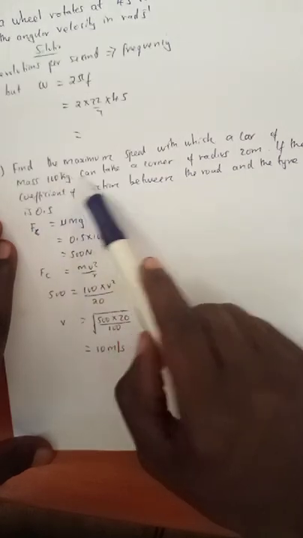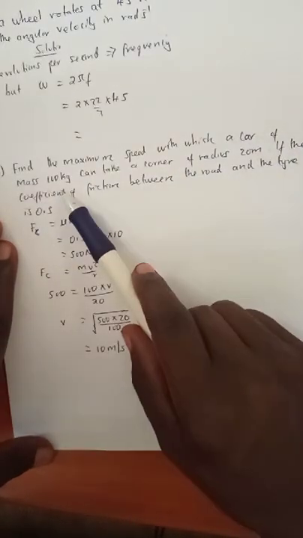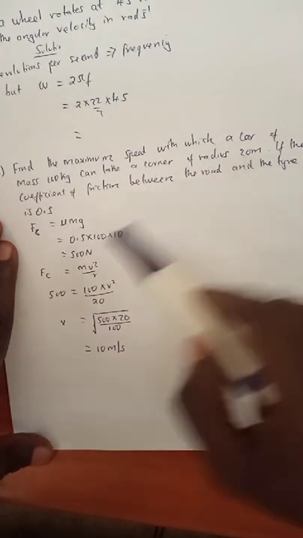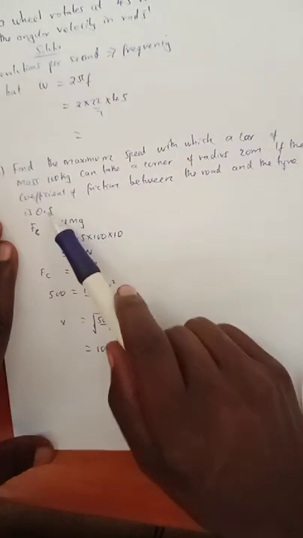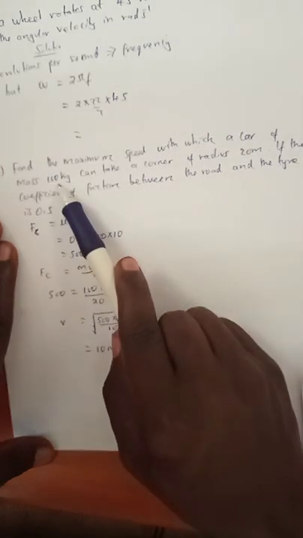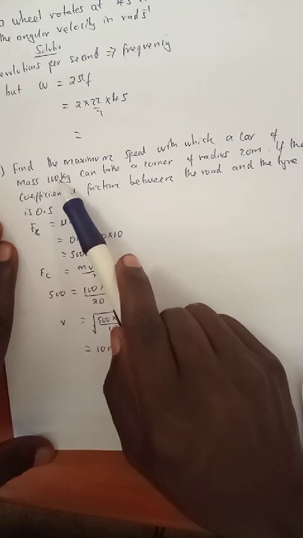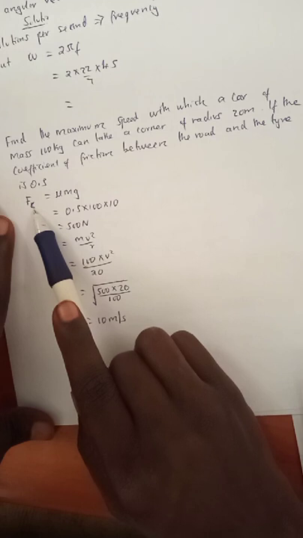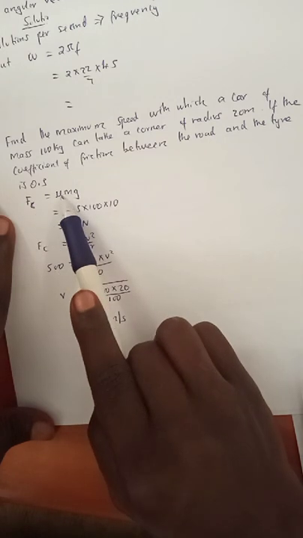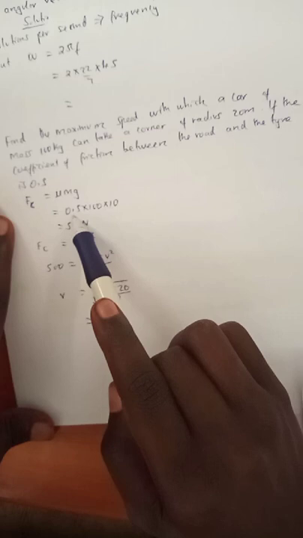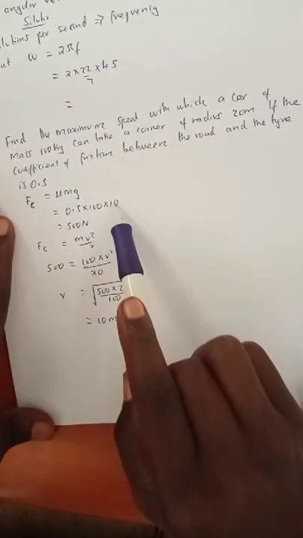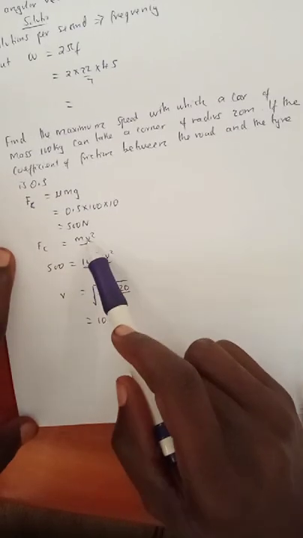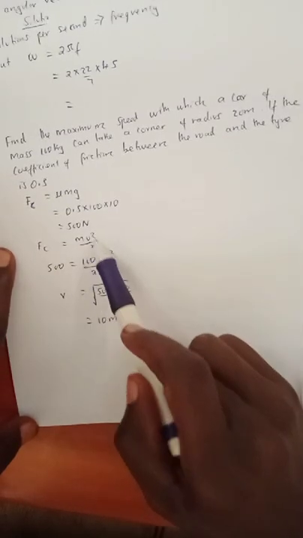Our second example is to find the maximum speed with which a car of mass 100 kilogram can take a corner of radius 20 meters if the coefficient of friction between the road and the tire is 0.5. Remember, a car is normally 1000 and above, but we can just assume, as we have been given here, 100 kilogram. So therefore, the centripetal force maintaining the object is given by the coefficient of friction times mass times gravity. Coefficient of friction is 0.5, mass is 100, gravity is 10 to get 500 Newton. Then the 500 Newton will now be given by, the centripetal force is given by mass times velocity squared over r.